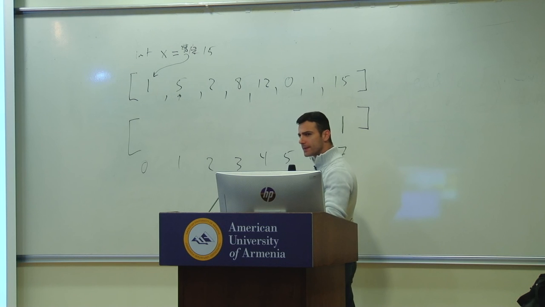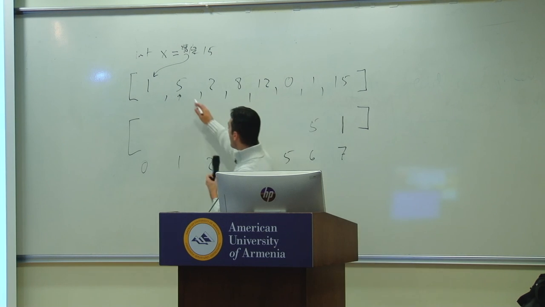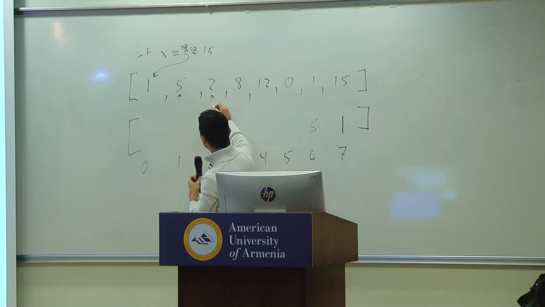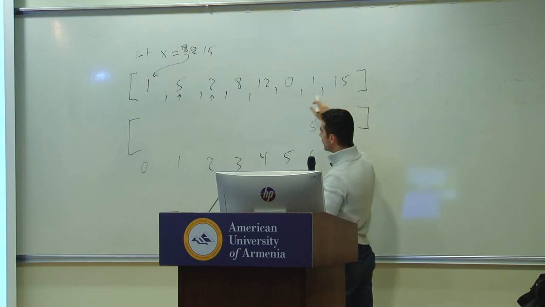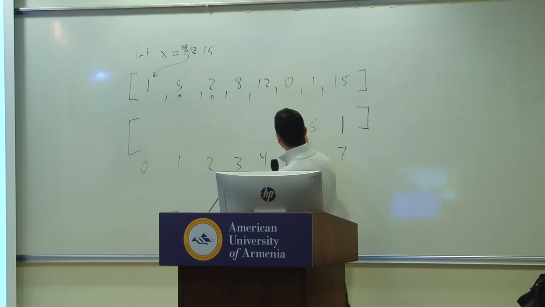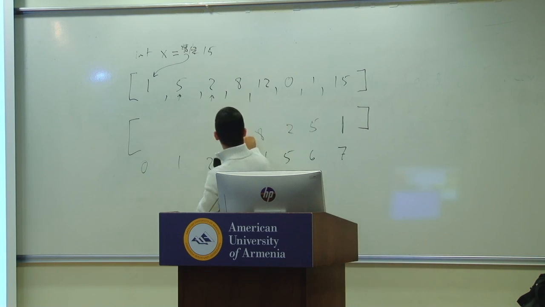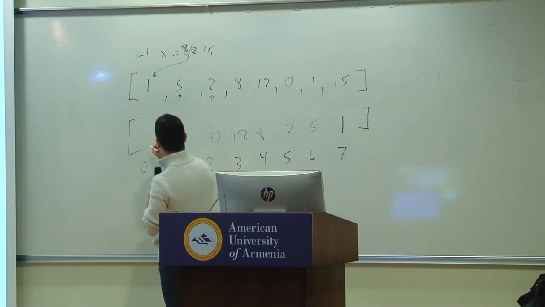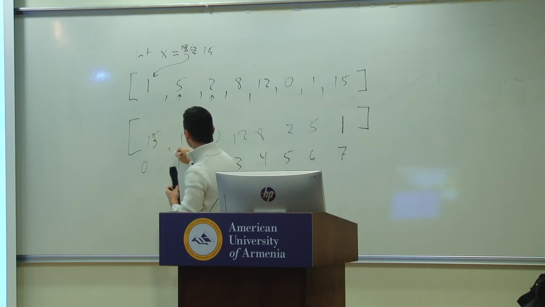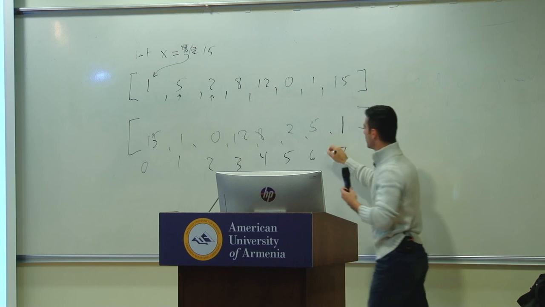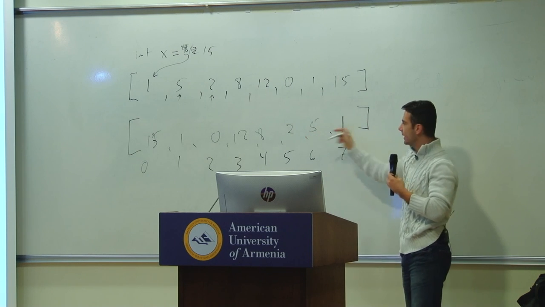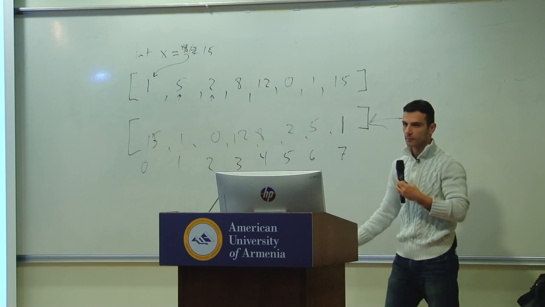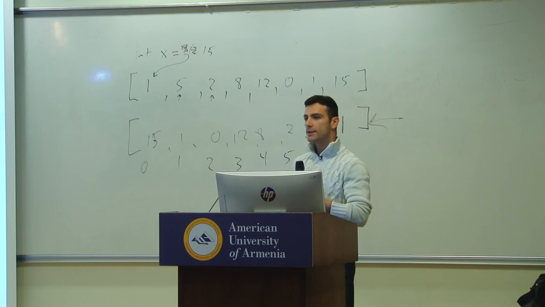Are you following this? Then we do i plus plus, so we come here. So this is 0, 1, 2. We do length minus 2 minus 1, that gives us 5, and we put the 2 in the 5. And then the 8, then the 12, then the 0, then the 1, then the 15. And we end up with a reversed array. And then we return this array. Is that clear?